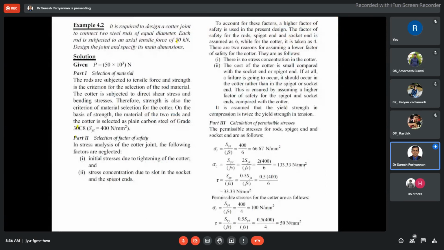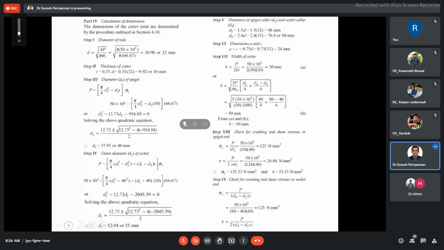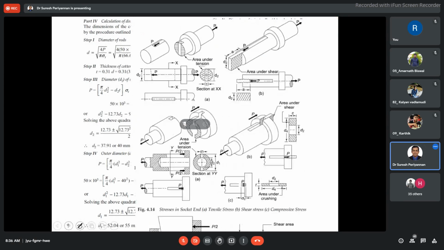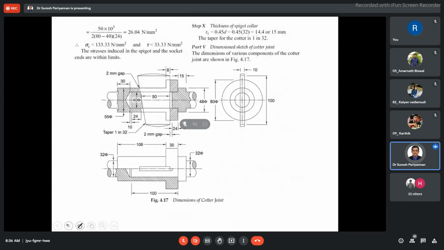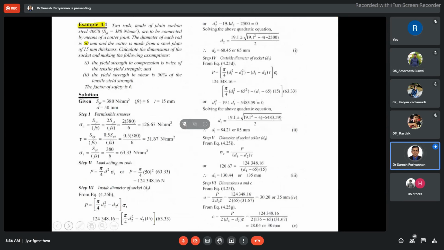Last class we discussed this problem. Then one more problem in the quarter joint we discussed today. Then we move to the next content, knuckle joint. Knuckle joint is also a temporary joint. This problem we already discussed in the last class. This is the next problem. This is also somewhat different problem. It's not like the earlier problem.